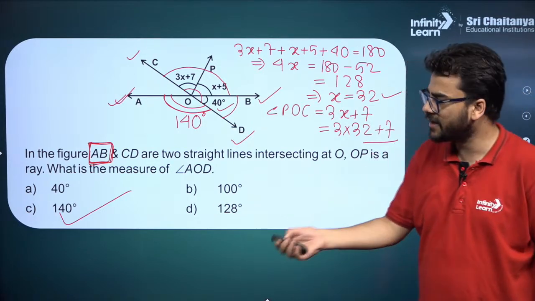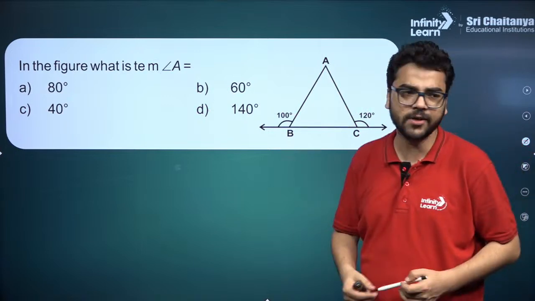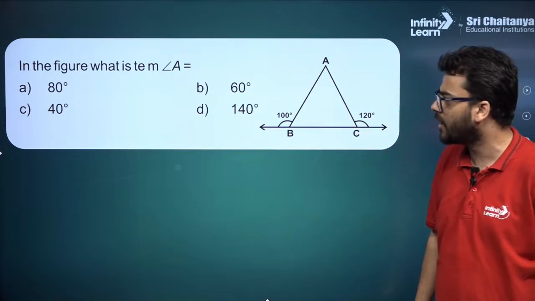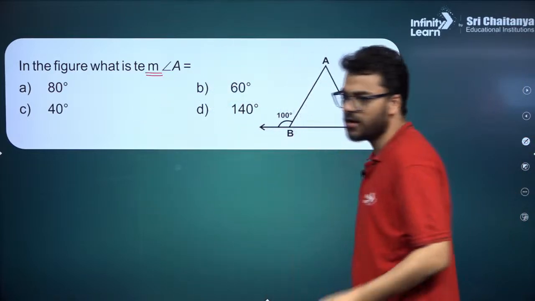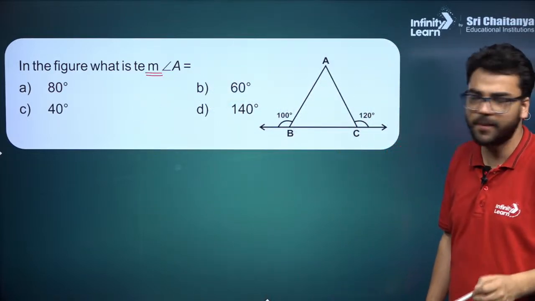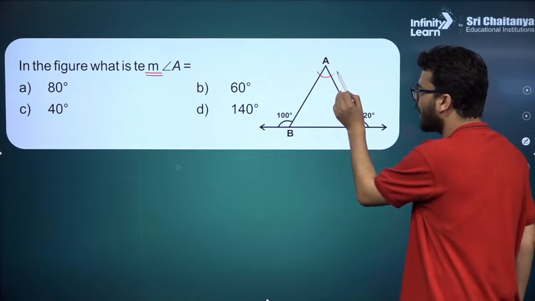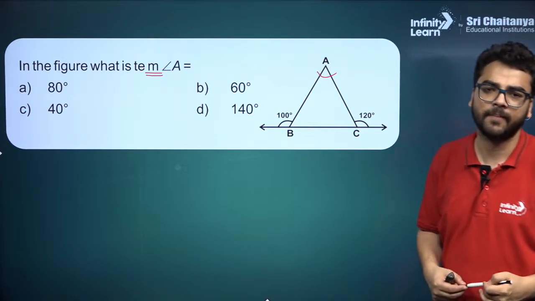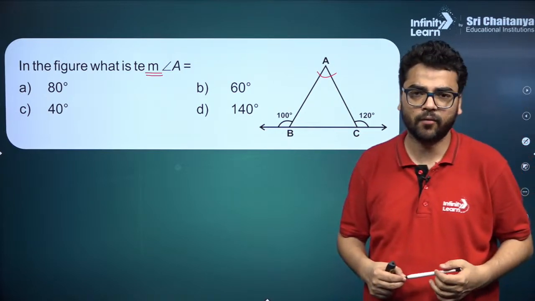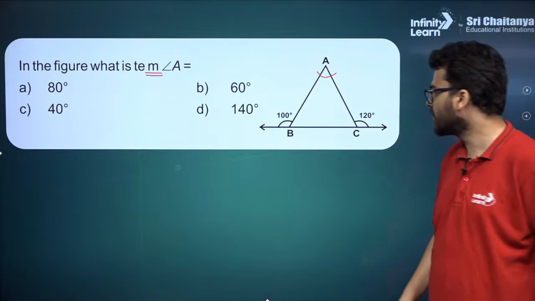Okay, so let's proceed. Let's do the next one. Can you tell me this question? Basic questions only we are taking up over here. So this is the measurement of angle A. It means you have to find the value of angle A over here. Okay, Bimla. You have to find the value of angle A. Can you tell me what is the answer? It's a direct question again. What is the value of angle A over here, guys? Can you tell me?